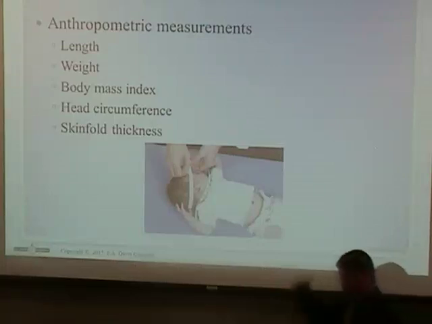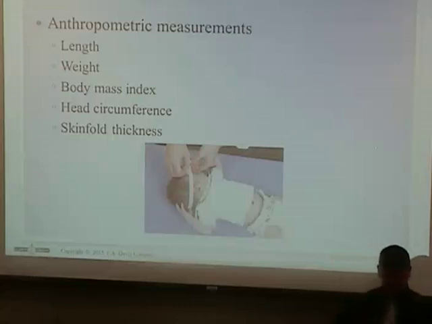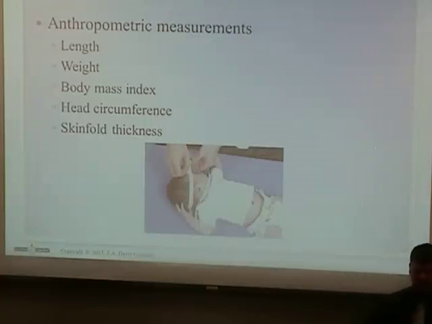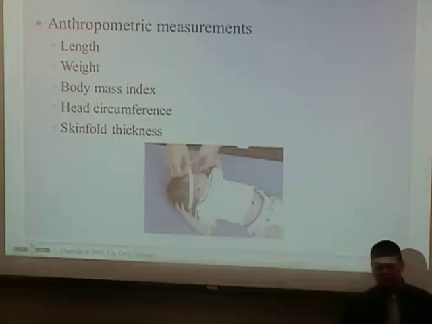The length is from the top of the head to the tip of the heel. The best way to measure them is to lay him on a mattress with a sheet underneath him, stretch his leg out, make a mark on his heel, then make a mark at his head, and then move the baby out of the way and measure the difference between those two marks. That'll give you the length of the baby.